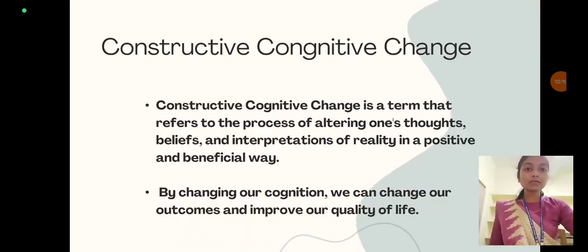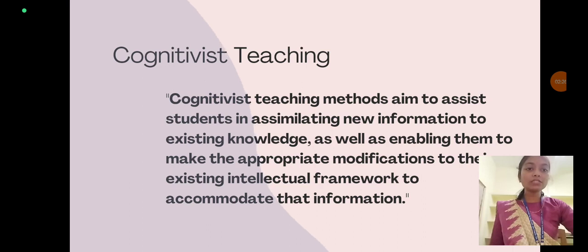So the next is constructive cognitive change. Constructive cognitive change is a term that refers to the process of altering one's thoughts, beliefs, and interpretations of reality in a positive and beneficial way. So by changing our cognition, we can change our outcomes and improve our quality of life.